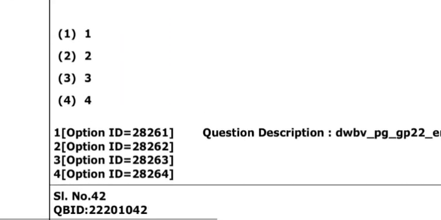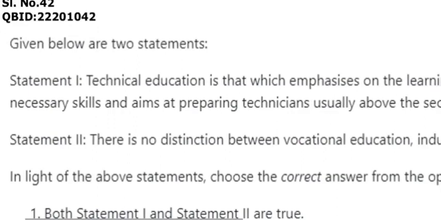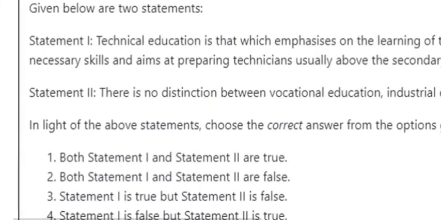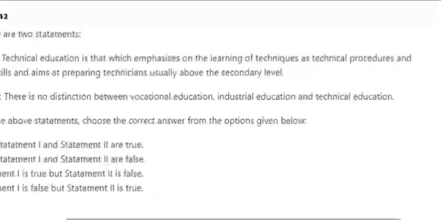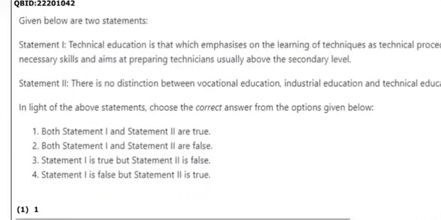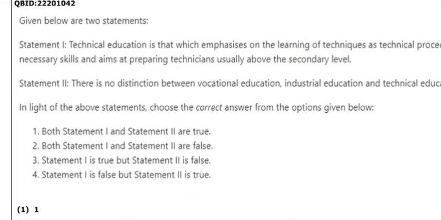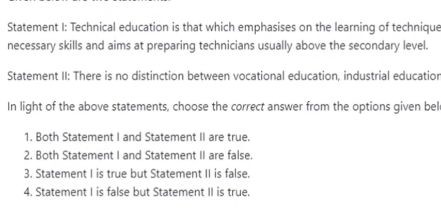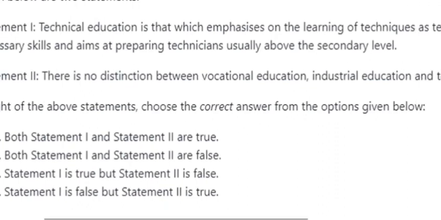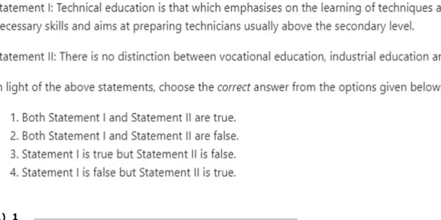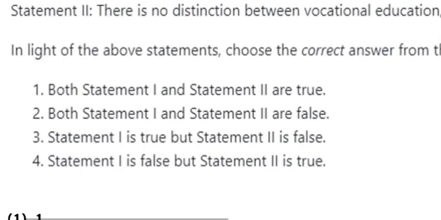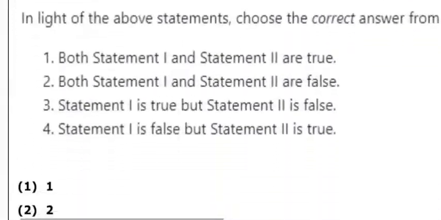42. Given below are two statements. Statement 1 is saying technical education is that which emphasizes the learning of techniques, technical procedures and necessary skills and aims at preparing technicians, usually above the secondary level. Statement 2 is saying there is no distinction between vocational education, industrial education, and technical education. Now we have to choose the correct option. So these are the options. Let me not read them. Let me give you the correct option.